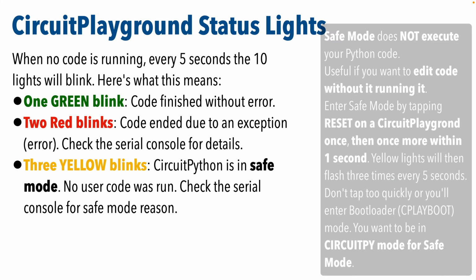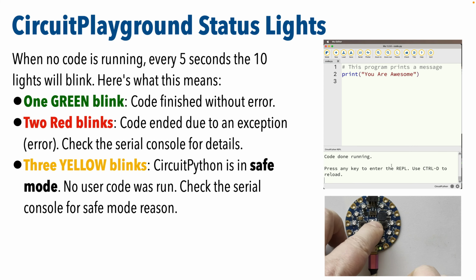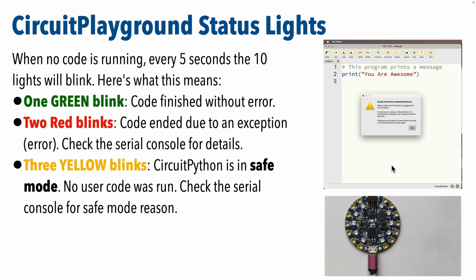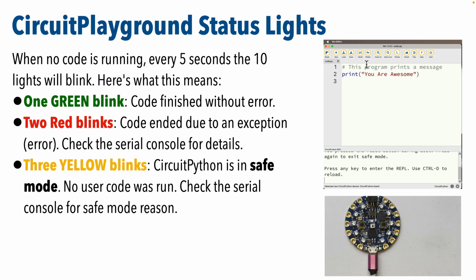Well, you can enter safe mode on a Circuit Playground by tapping the center reset button once, then within a second, tapping it again. If you tap it too quickly, you'll get into bootloader mode. You want to make sure that you have a pause in between the first and second tap. You have to be in CircuitPy mode to be in safe mode. If you do this successfully, you'll see the lights flash yellow 3 times, and you can check the Serial console for more info on safe mode.